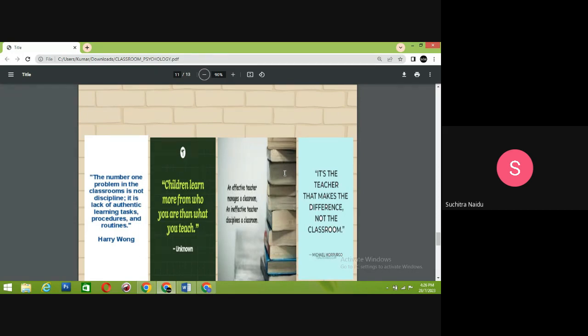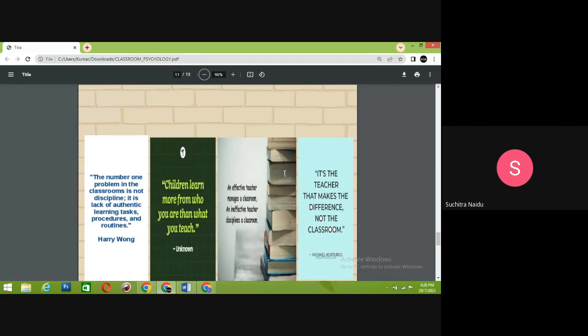Then, children learn more from who you are than what you teach. As I told you, our outlook, our body language, the way we conduct ourselves plays an important role, because teachers are leaders and we influence them a lot. After going home, also, in their subconscious mind, our behavior remains in them. They behave like us, they talk like us.